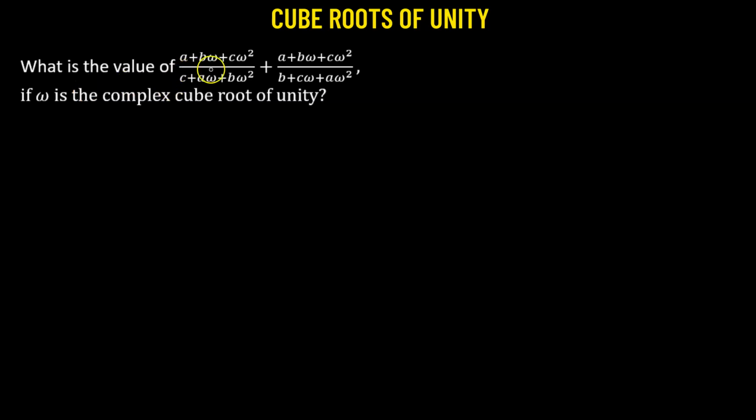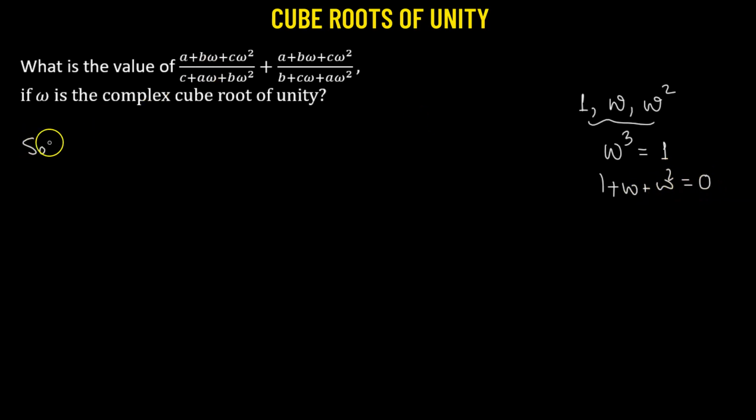In this particular problem, we need to find out the value of this given expression. Here, omega represents the complex cube root of unity. So if omega is a complex cube root of unity, we know that the cube roots of unity are 1, omega, and omega squared, such that the product of the roots, which becomes omega cubed, equals 1, and the sum of the roots, which is 1 plus omega plus omega squared, equals 0.